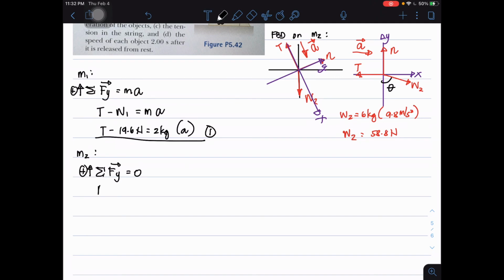We have the normal force minus the y component of W2, so that's W2 cosine theta, and it's equal to 0. But we're not going to use that because we don't have friction, so let's use horizontal forces instead. It's equal to mass times positive acceleration.